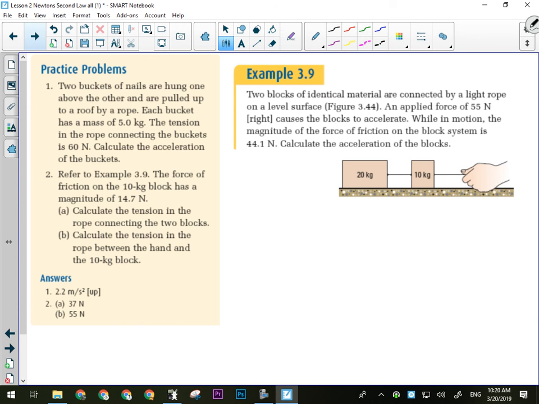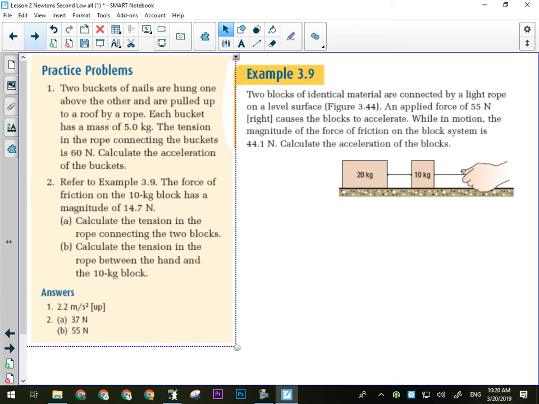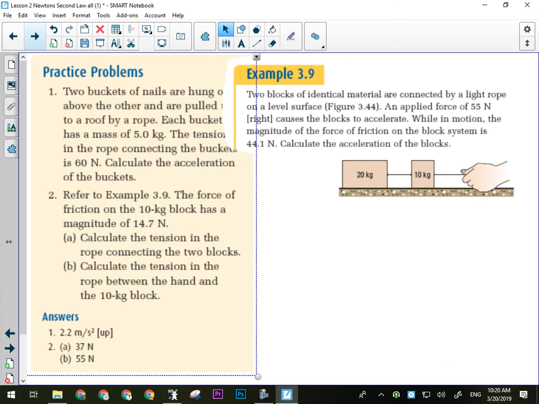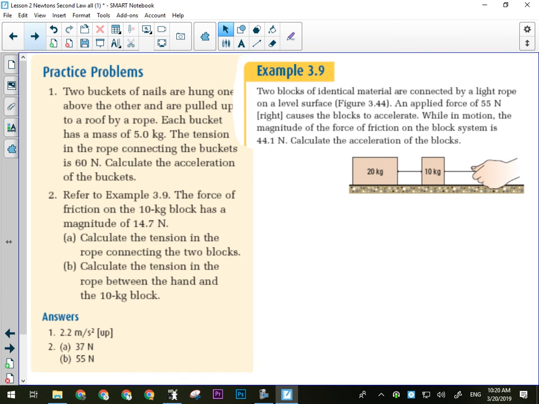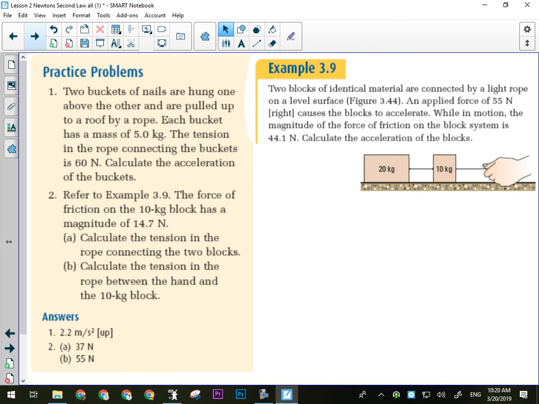All right, I want you guys to try question number 1 and question number 2. Okay, they both have to do with this system idea. All right, and question number 2 is dealing with the two blocks we had before. All right, I'll give you a couple minutes on number 1 and then we'll go over number 1. The answers are here, okay, so you can check them as you go.